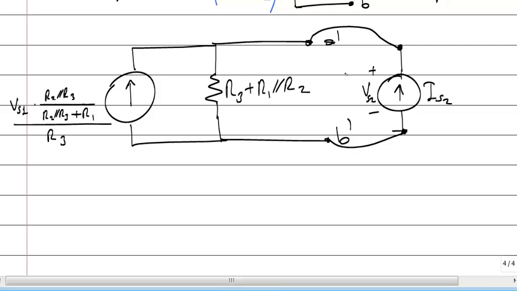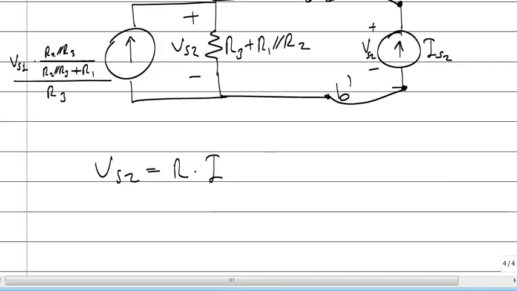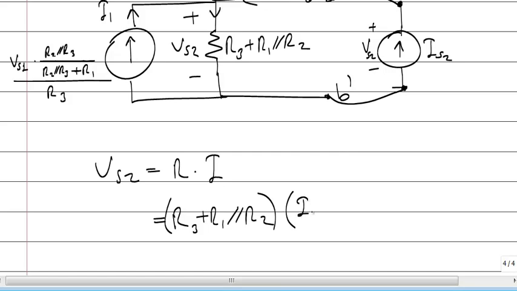VS2 is the voltage of this resistor. Can you see? The voltage of a resistor is equal to resistance times the current. What's the resistance? R3 plus R1 parallel to R2, times the current. What's the current? This current, let me say I1. This current, let me say I2. What's that current? I1 plus I2. Okay, that's the value.